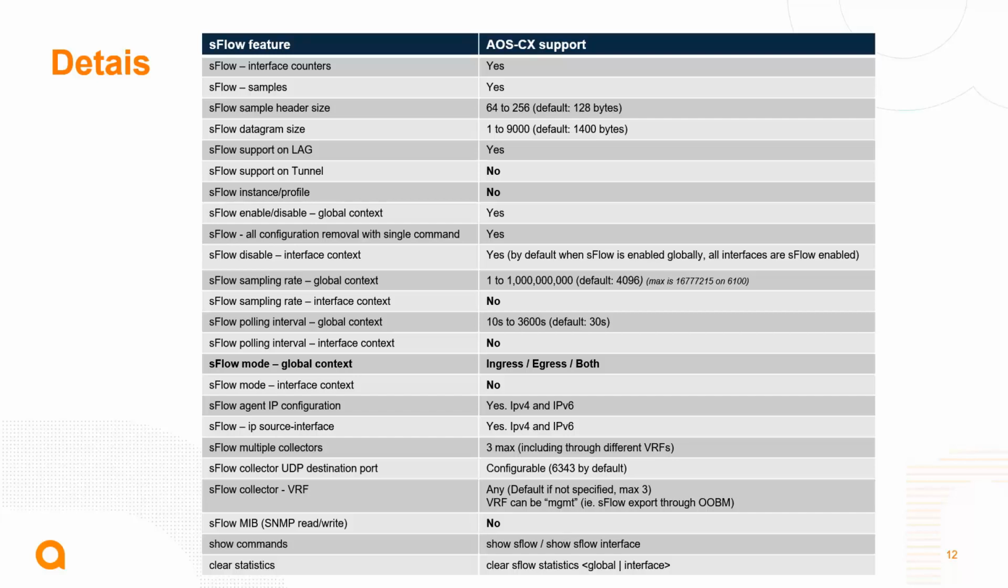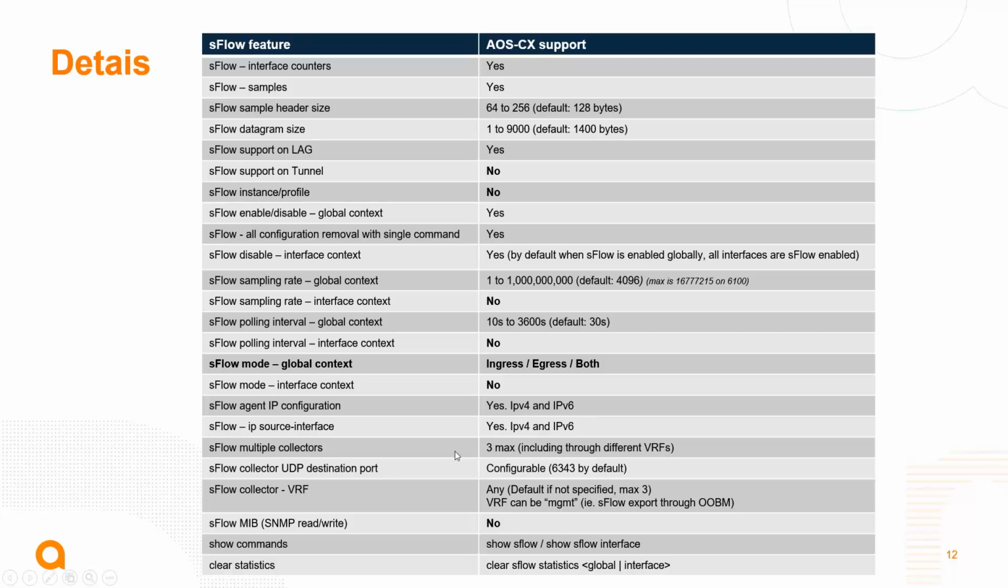The sFlow agent IP, that is used in the collector to identify the node that is sourcing the traffic, can be IPv4 or IPv6, and is something that you can configure. You can as well configure the source IP address that is used to issue the sFlow UDP datagram to the collector. Again, this could be different from the agent IP. Typically, the agent IP would be the loopback. We'll see that in the best practices.